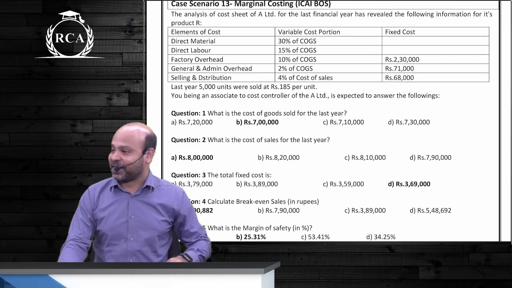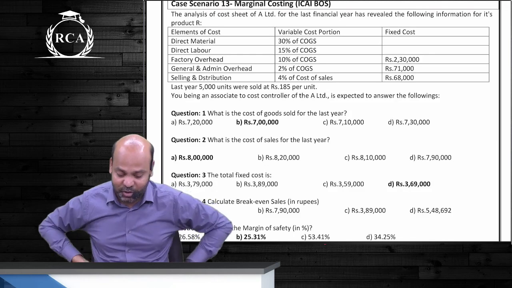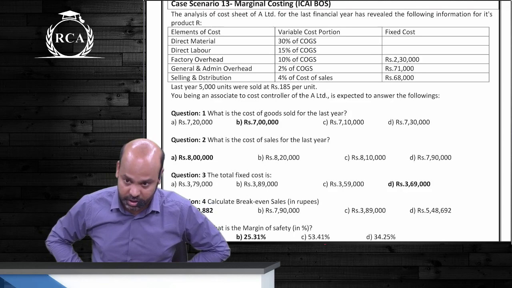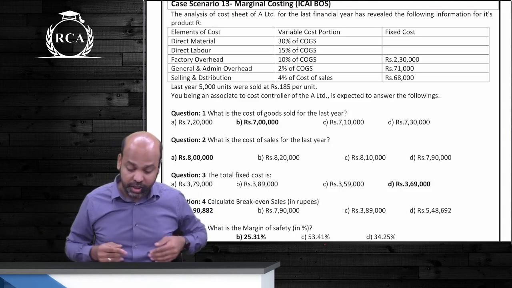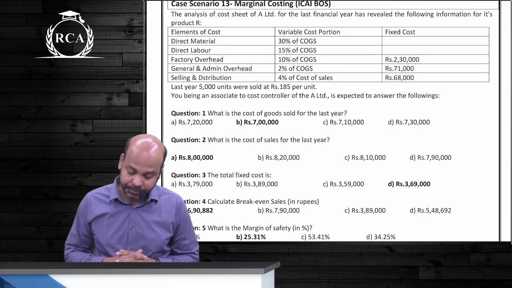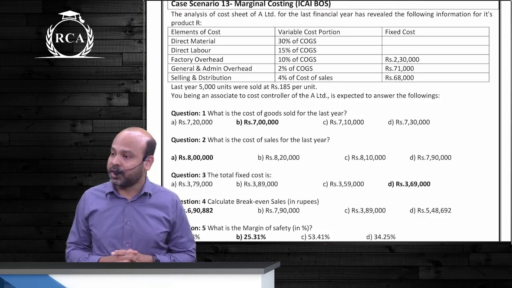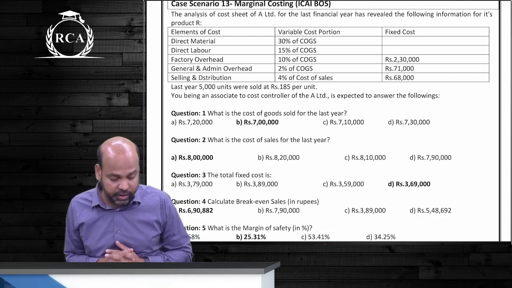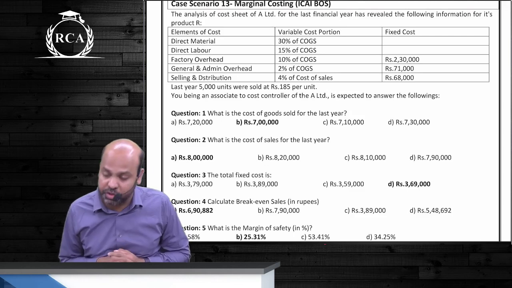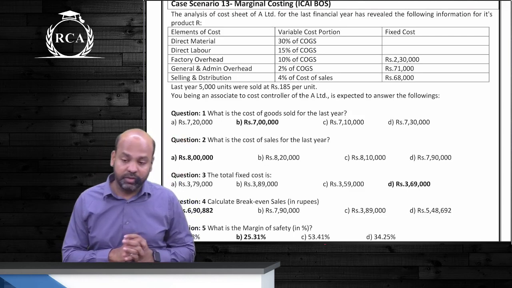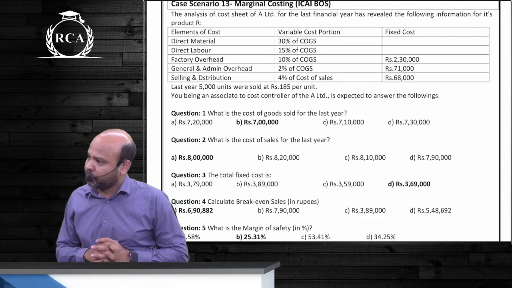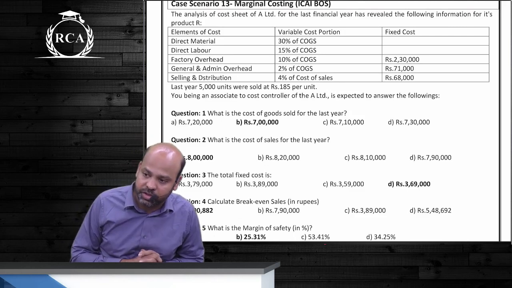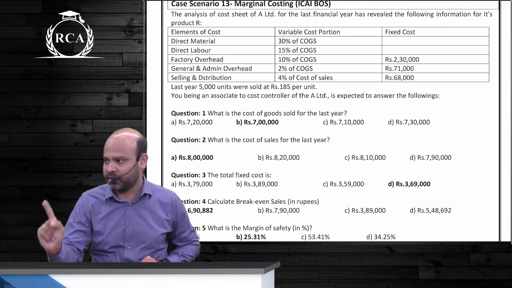All right, kids, back to this, beta. The analysis of cost sheet of A Limited for the last financial year has revealed the following information for its product. They've given us variable cost portion, they've given us fixed cost. Direct material is 30% of COGS. Direct labor is 15% of COGS. Factory overheads is 10% of COGS. General and admin overheads is 2% of COGS. Point, guys: general and admin overheads is given as a percentage of COGS. That means it is included in COGS.